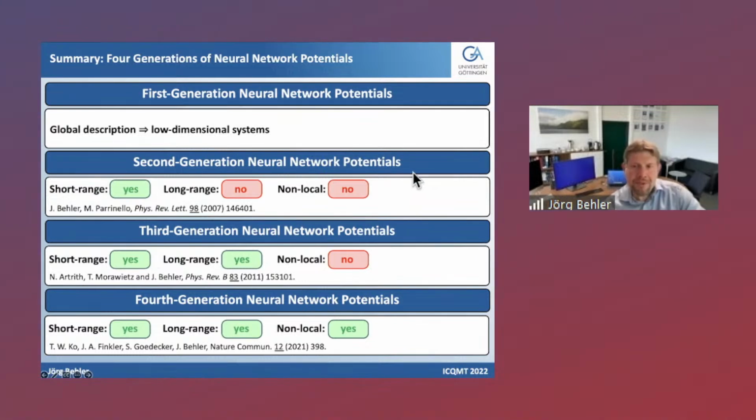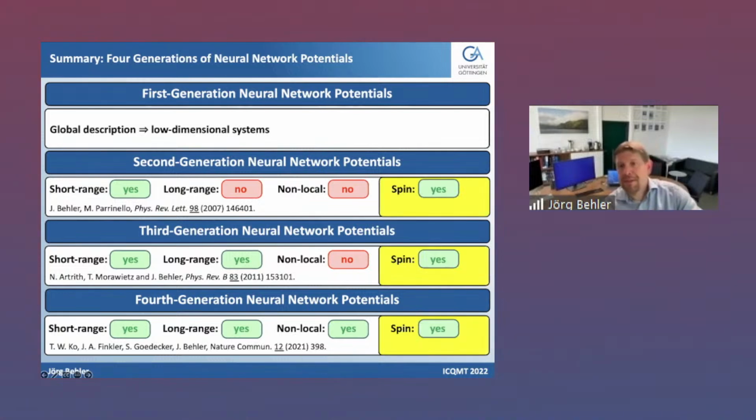You still see that here on the right side, there's still some white space, and there's one thing missing. I don't have the time to talk about this in detail here, but this is the spin. Because none of these descriptors are spin dependent, we could not distinguish, for example, ferromagnetic and antiferromagnetic phases. But this is also possible by using modified atom-centered symmetry functions. So all these generations can also be applied to magnetic systems.